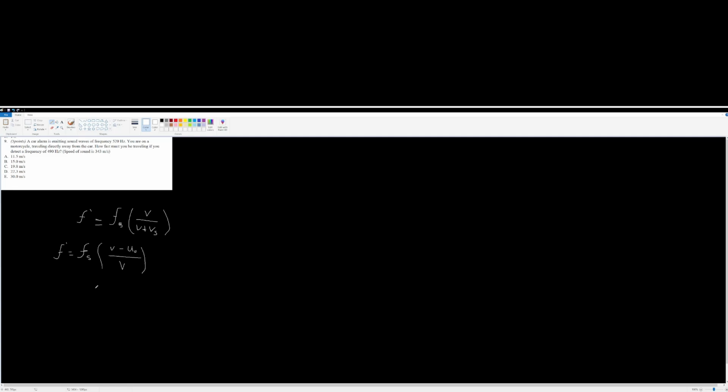All right, and essentially we just need to rearrange this to find u naught. So we can say f prime over f, the frequency that you're experiencing divided by the frequency of the sound as it actually is being emitted. So we divided both sides there, and that would equal v minus u naught over v.